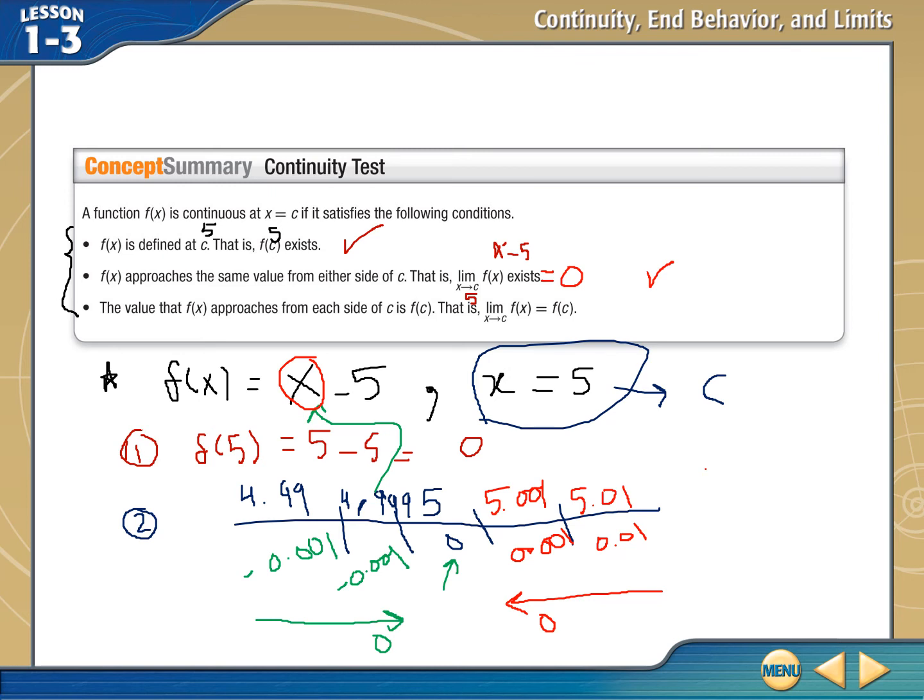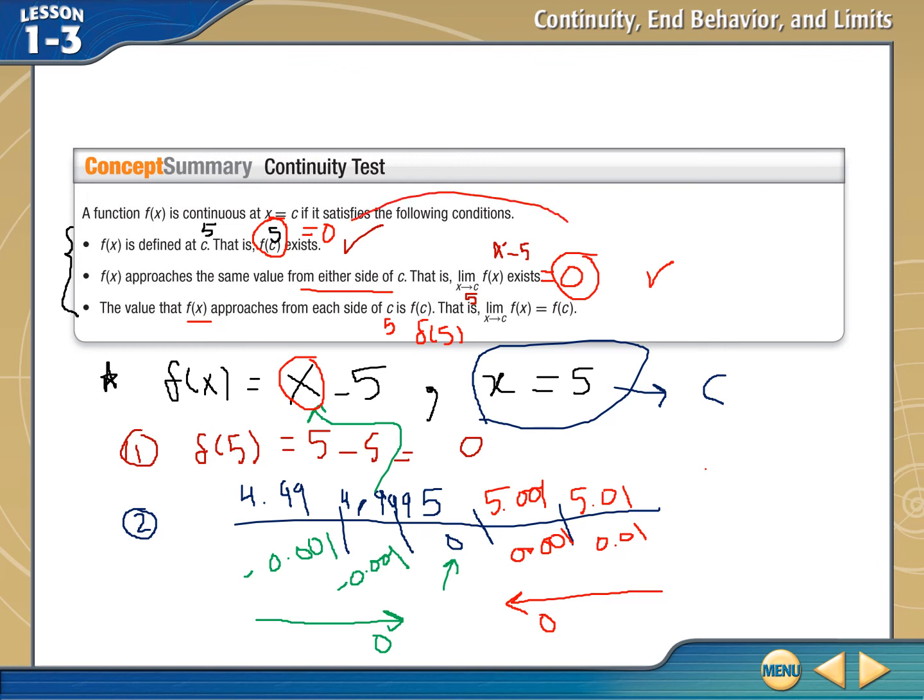a 10% that this question is tricking you and still the last step will not work. The value that f of x approaches from each side of c, from each side of 5, is it f of c, is it f of 5? That means what? Are step 1 and 2 equal to each other or no? This is the question. In step 1, f of c was equal to 0. In step 2, the limit as I approach c from either side was equal to 0.